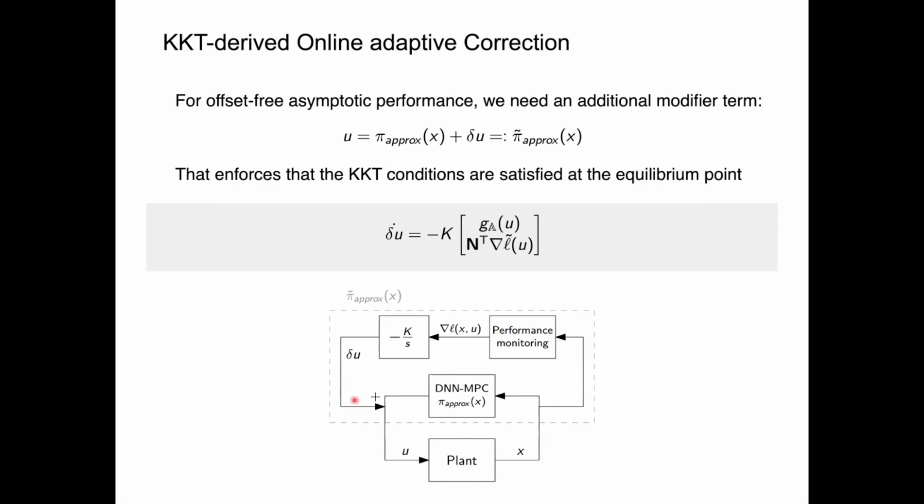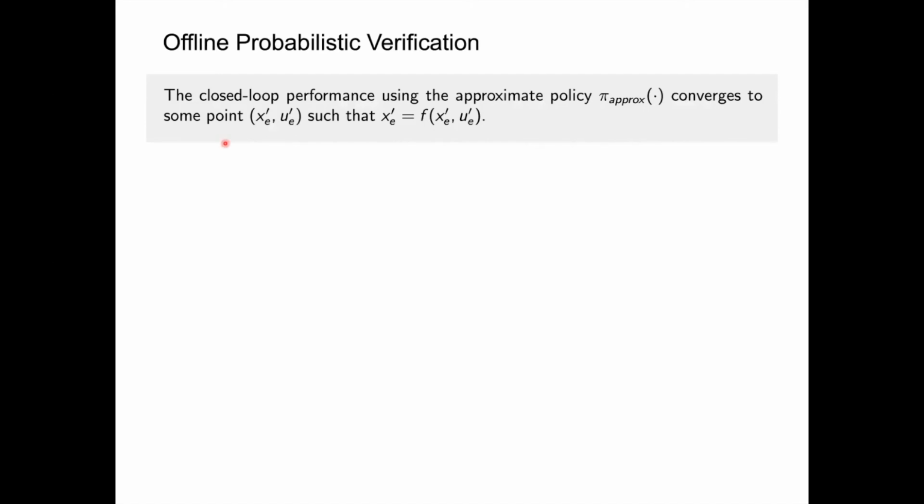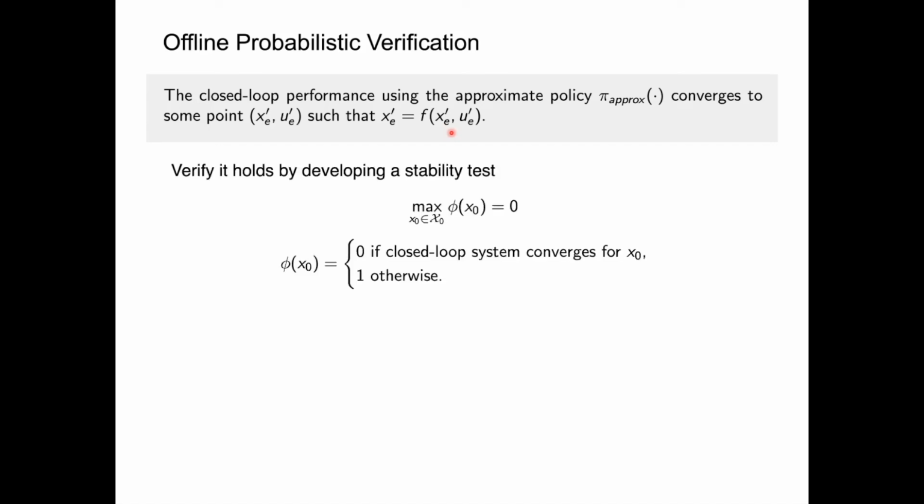The notion of converging to a limit point that we assumed earlier is central here. This, however, is not guaranteed by design. This would be true if we could learn an exact representation of the MPC policy. However, this is not practically possible. Instead of trying to enforce this assumption in our training procedure, we instead look to verify that it holds by developing a stability test. To do this, we use an indicator function phi of x0, which is equal to 0 if the closed loop system converges to xe and 1 otherwise.